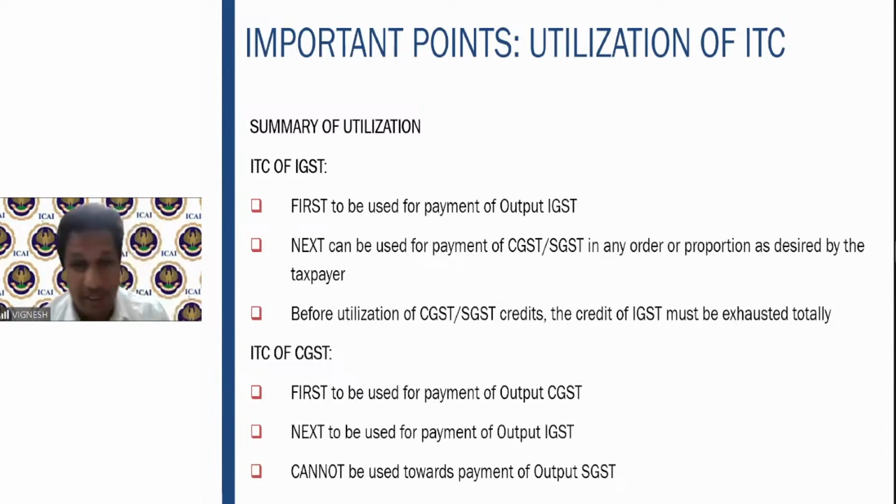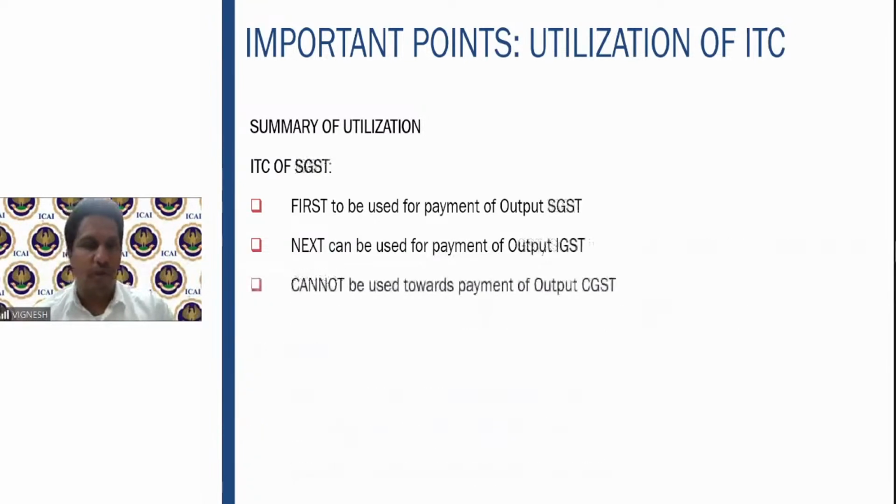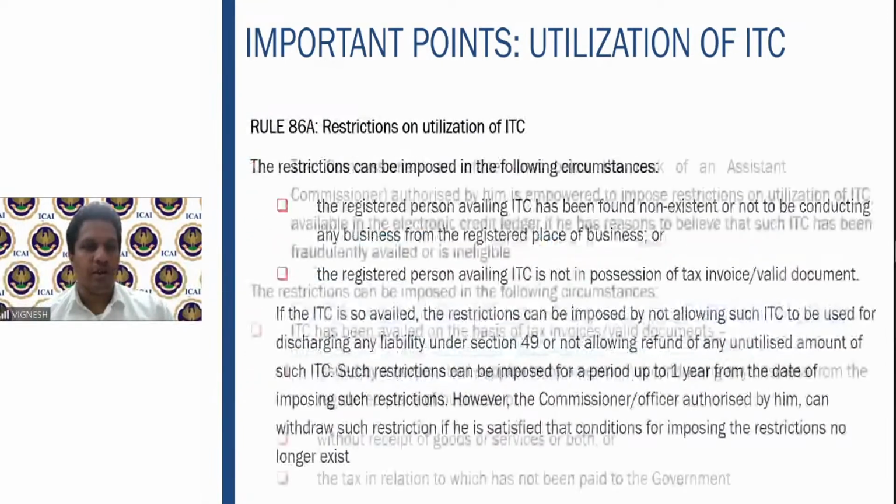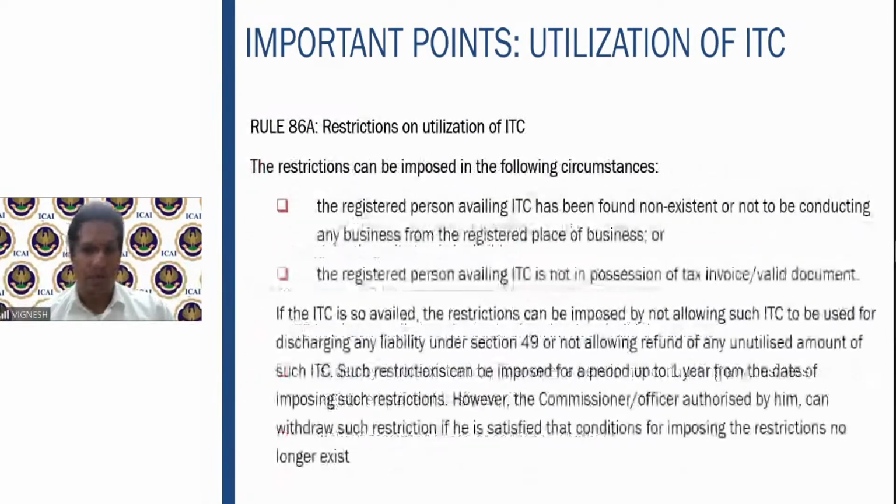Then ITC of CGST, what you have to do? First, you will use it for payment of output CGST. Then you will use it for payment of output IGST. You cannot use the input tax credit of CGST for the payment of output SGST. Similarly, ITC of SGST is used first for output SGST, then for output IGST. You cannot use it for output CGST. Then we saw an example based on this also.